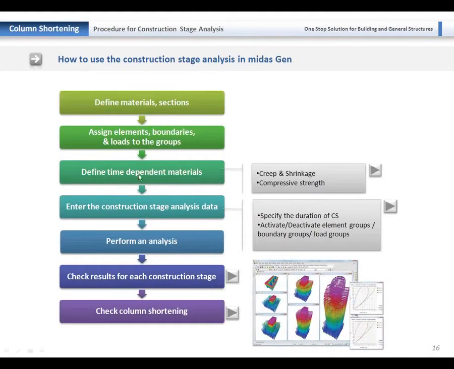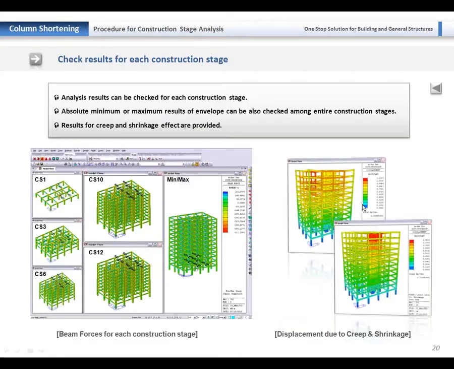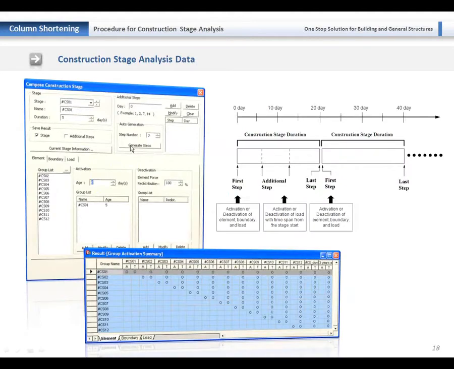And after we define the time-dependent material, then we enter the construction stage analysis data. In this data, we specify the duration of each stage, and also activate or deactivate each group for the element, boundary, or load. If we see the dialog box, this is the construction stage data dialog box. So for each tab, element, boundary, or load, we can activate or deactivate them. Also, we can specify each duration.